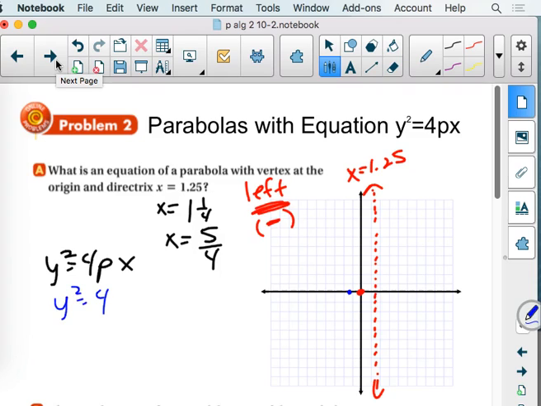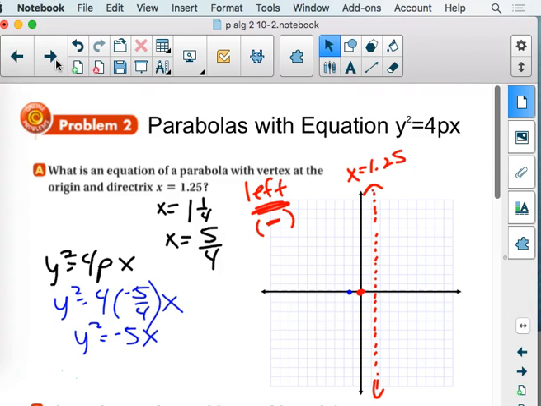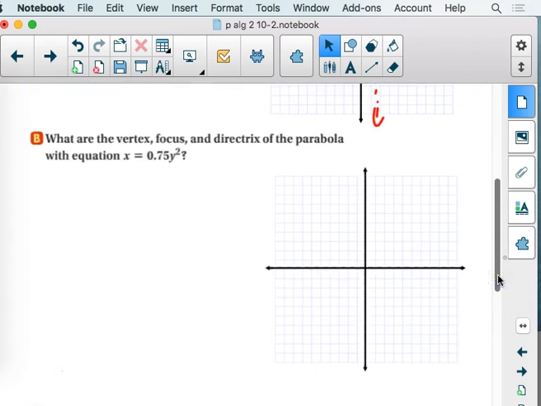So if I just put negative 5/4 into p, I should have this. The 4's are going to cancel out. And y squared equals negative 5x. Now if we were to graph this one, we wouldn't be too happy about this being a -5. But it's still a 4p, and we could do it if we had to. But this didn't say we had to graph it. It just said we had to figure out, what is this going to be for the equation? And for the equation, it's going to be y squared equals -5x.